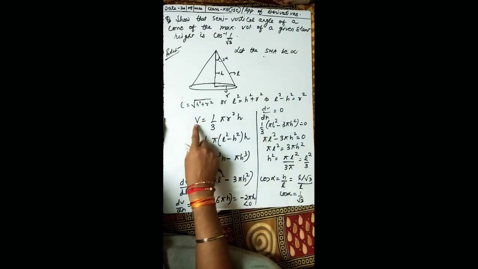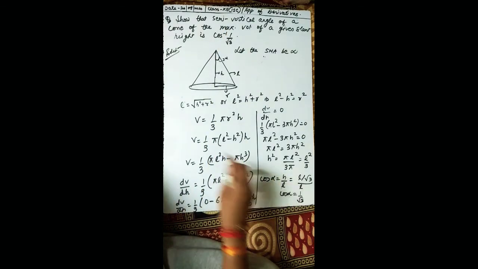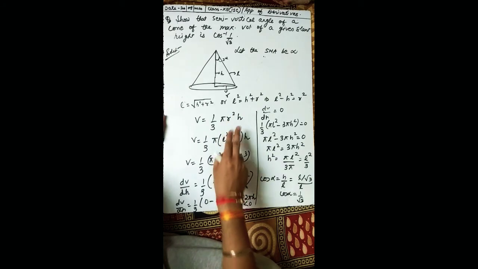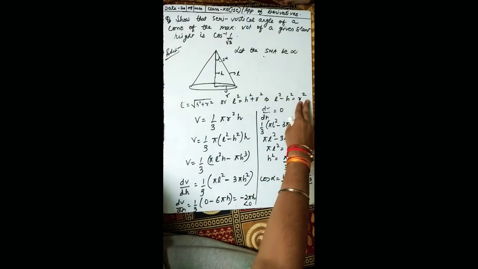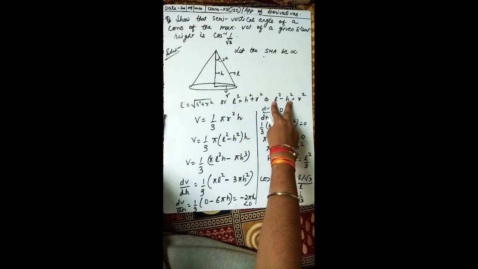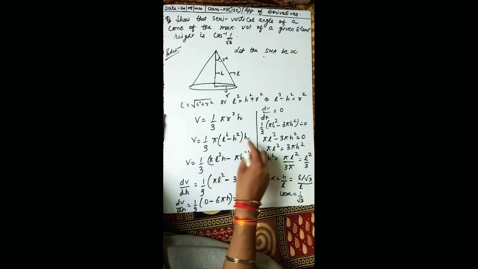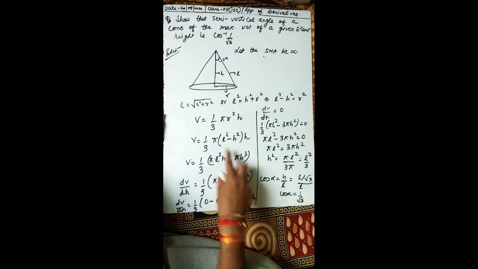You have volume. We need the volume of cone, which is 1 upon 3 pi r square h, because we need to go for the maximum volume. So V is equal to 1 upon 3 pi r square h. Now it is easy to put the value of r square from here. That is why I found r square is equal to L square minus h square. So putting here L square minus h square into h, multiply this h inside, pi, in this pi also, pi L square h minus pi h cube.